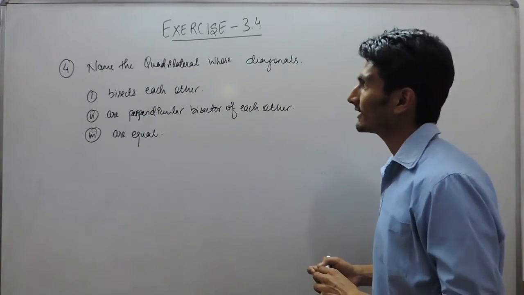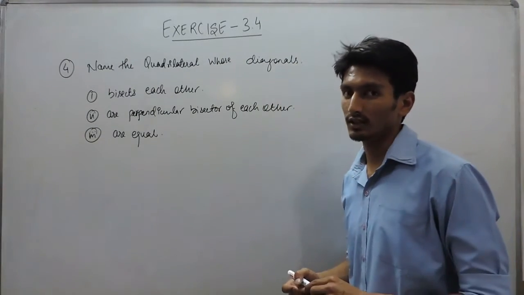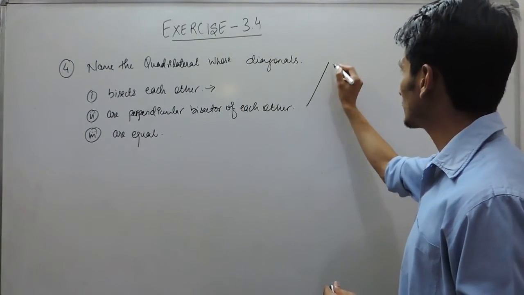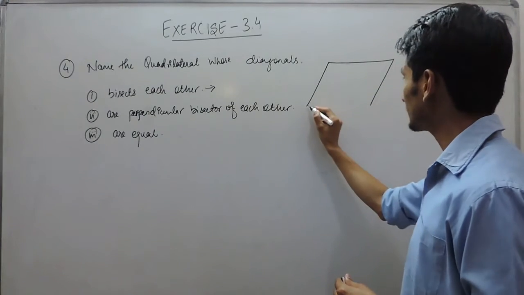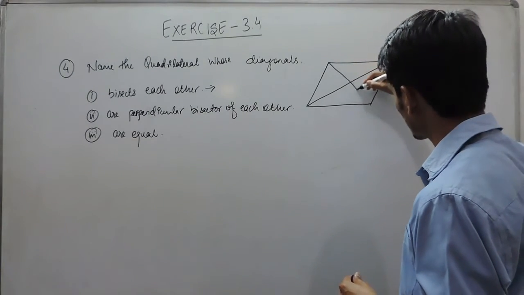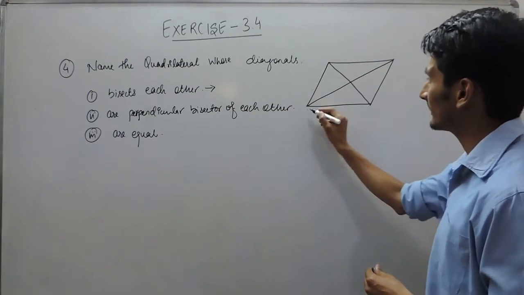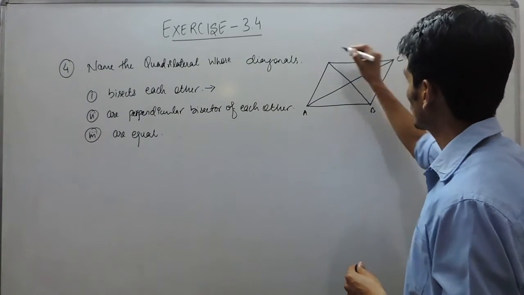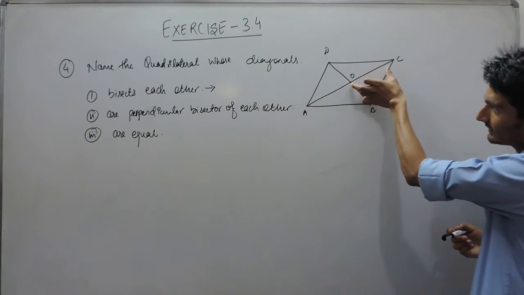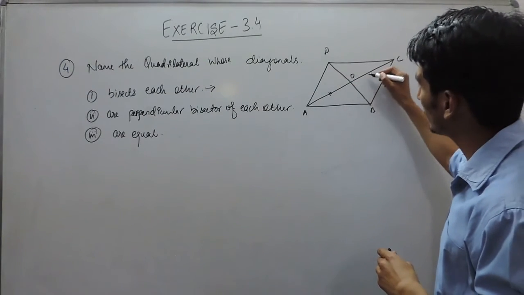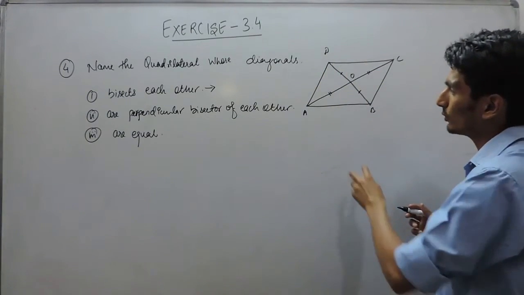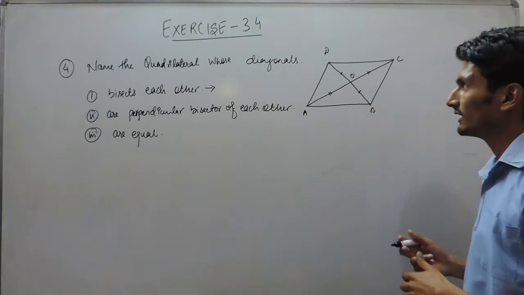You have to name the quadrilateral whose diagonals bisect each other. We know that the first quadrilateral whose diagonals bisect each other is a parallelogram. Parallelogram is the first quadrilateral whose diagonals bisect each other. Means this and this are of equal length. Same case with this and this. DO and OB must be equal, and AO and OC must be equal.